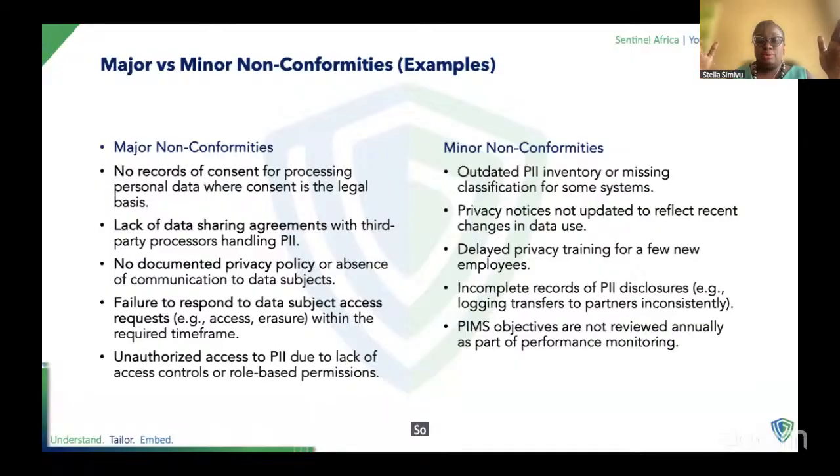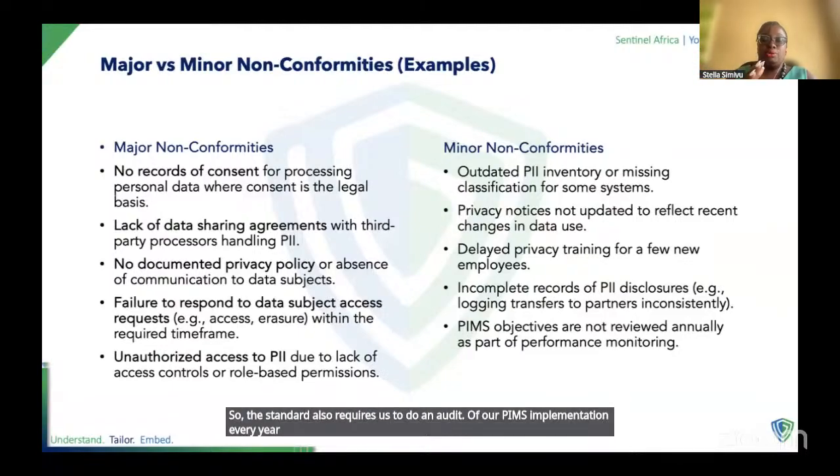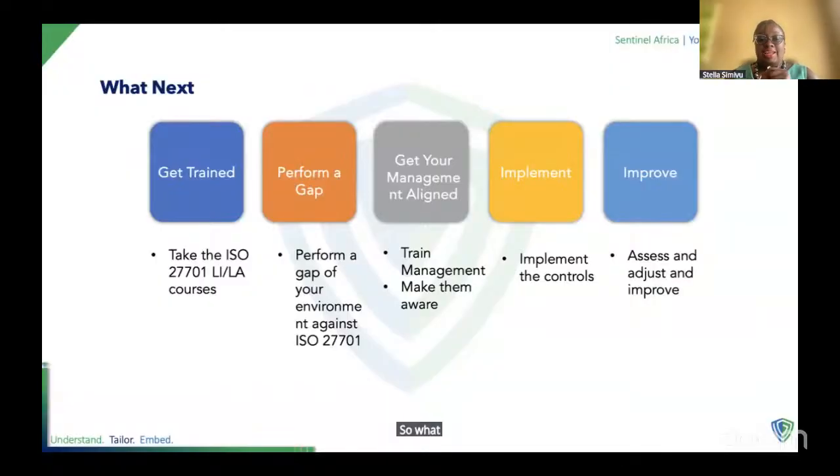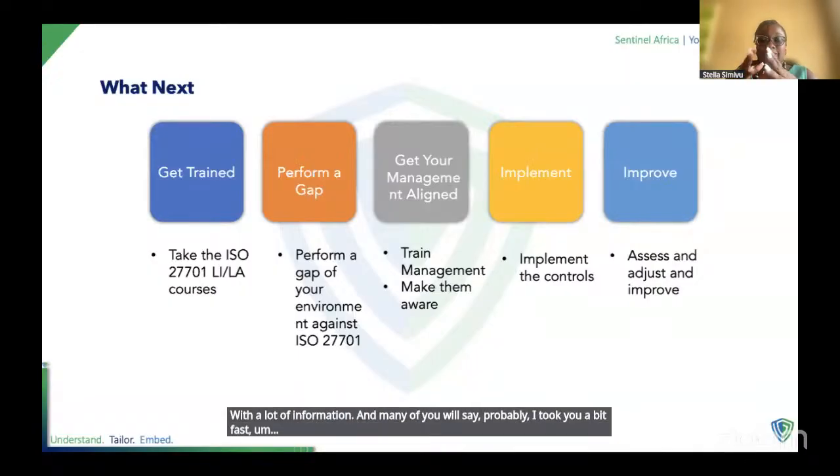The standard also requires us to do an audit of our PIMS implementation every year, and that audit must be done by an independent person. So what next? I know this has been quite a short session with a lot of information, and many of you will probably say I took you a bit fast. The first thing is the standard is quite detailed, and it takes a bit of time before you get to understand it.